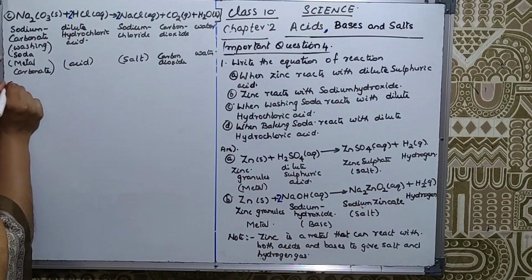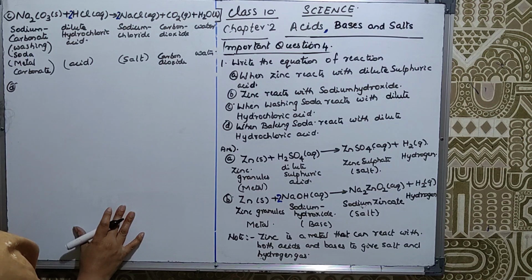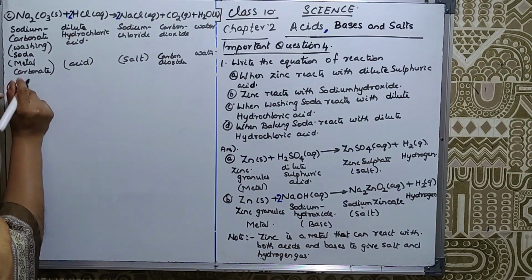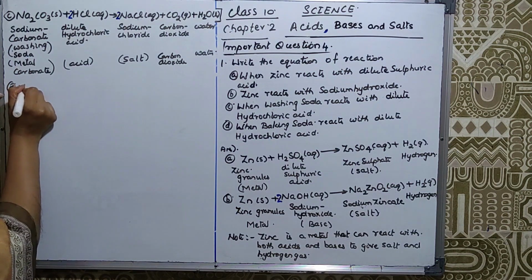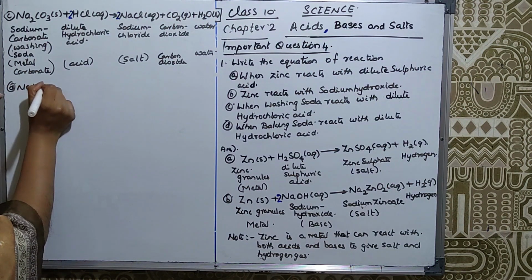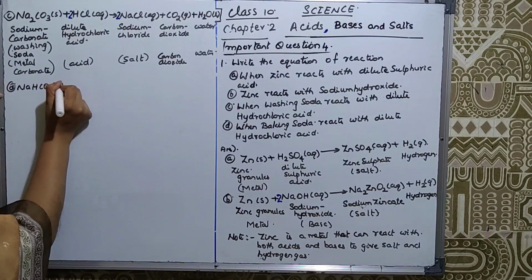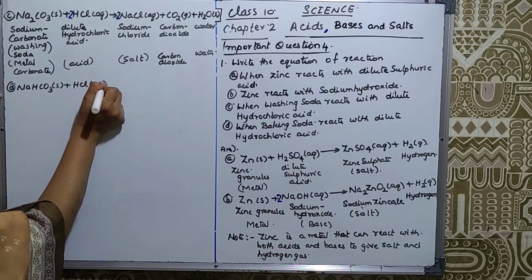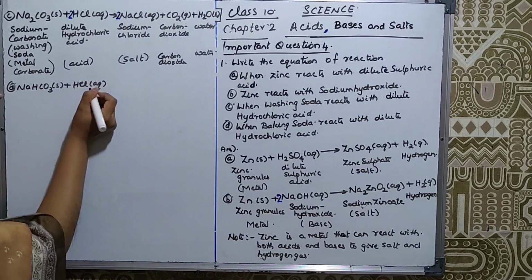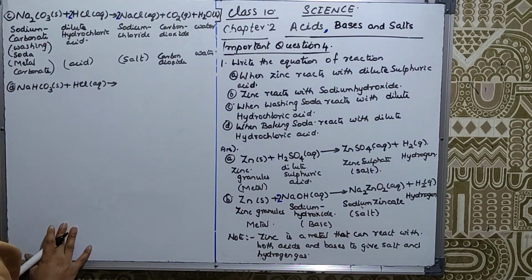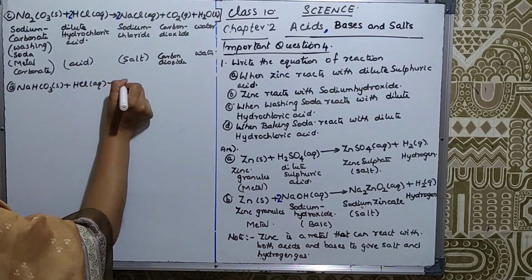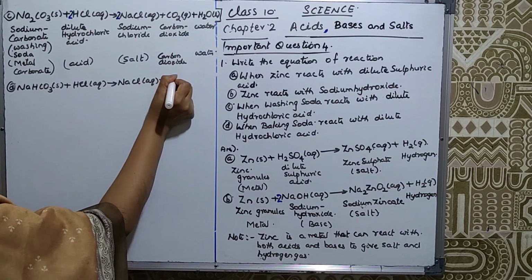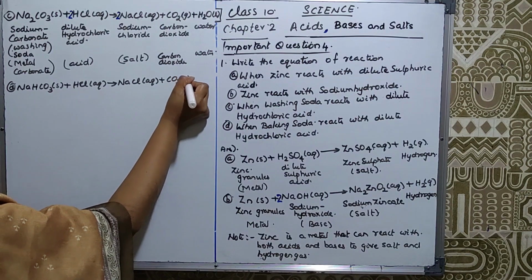Now the D part. When baking soda reacts with dilute hydrochloric acid. Baking soda is sodium hydrogen carbonate. It is NaHCO3, the solid form, which reacts with hydrochloric acid, HCl aqueous, to give products that are the same only: sodium chloride, carbon dioxide and water.